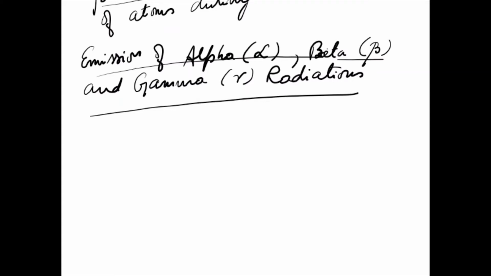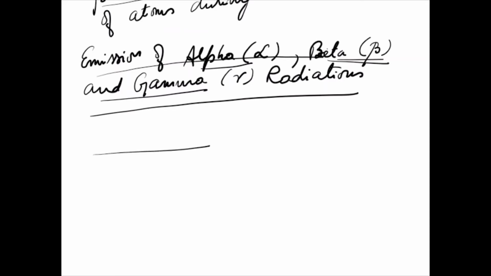Now, in the year 1903, Rutherford experimentally studied the nature of radiations emitted by these radioactive substances. He found that on subjecting these radiations, alpha, beta, and gamma radiations, to a magnetic field, he allowed them to pass through a magnetic field in a direction perpendicular to their path.